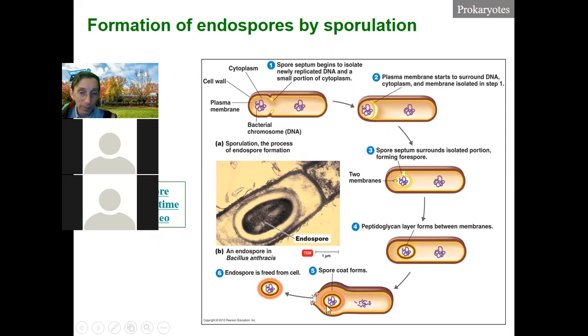And now this endospore is highly resistant to most things that kill cells, such as antibacterial agents. And then the parent cell, when it dies, will release the endospore. Any question about any of that?